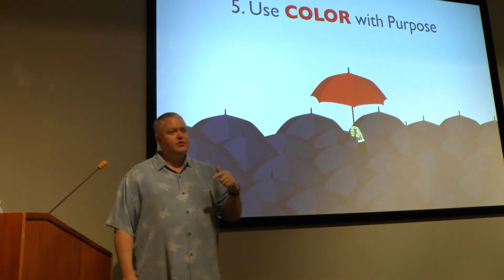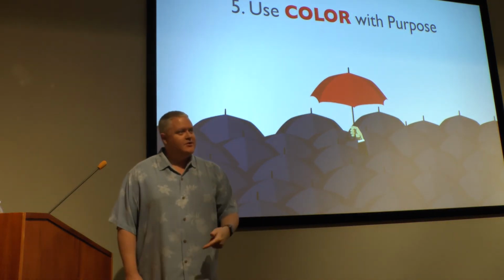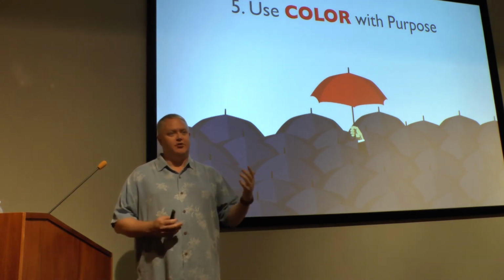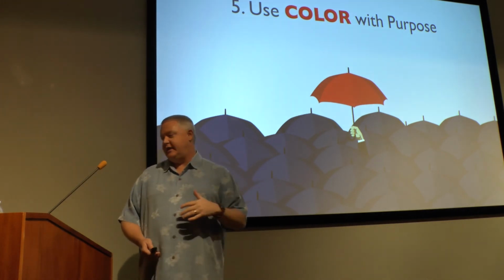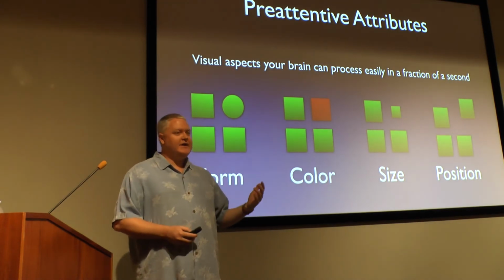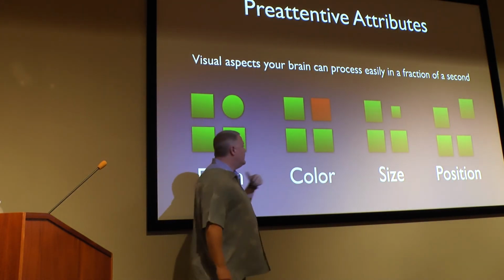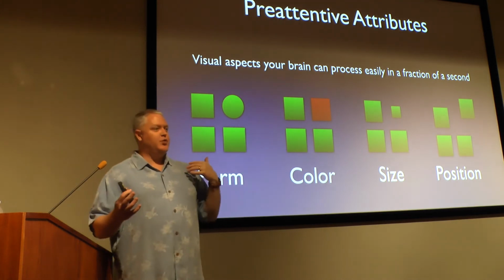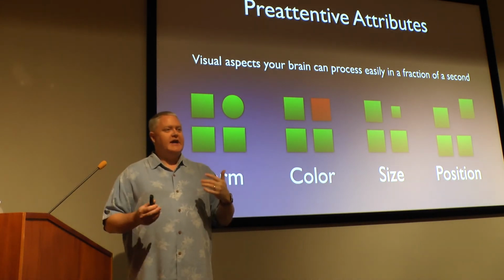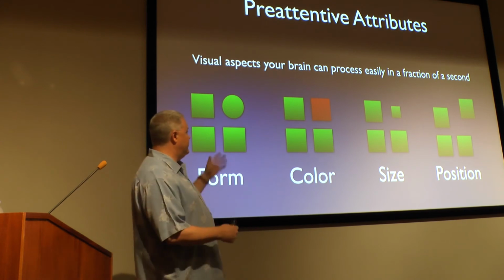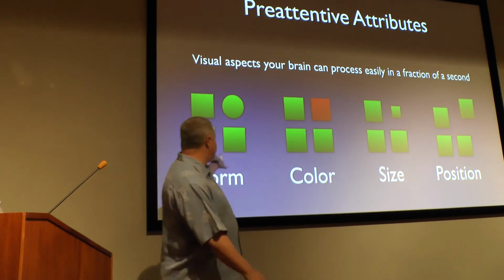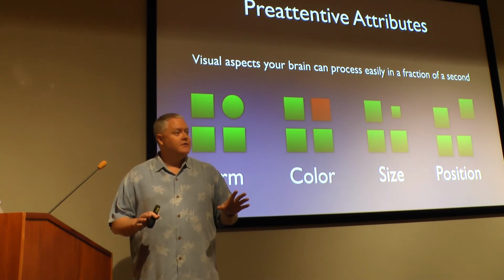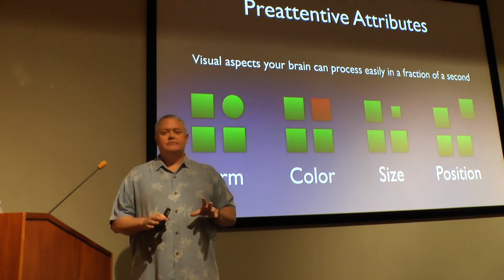The last one is to use color with purpose. Don't just create a rainbow of colors. Colors actually mean something to your audience and helps your audience to understand your data. These are called pre-attentive attributes, and color is one of them. These are the visual aspects that your brain processes within nanoseconds. So it doesn't take your higher brain function to understand a difference in color or in size or in form or something like that. So we're going to do a quick exercise, and I need everybody to stand up.